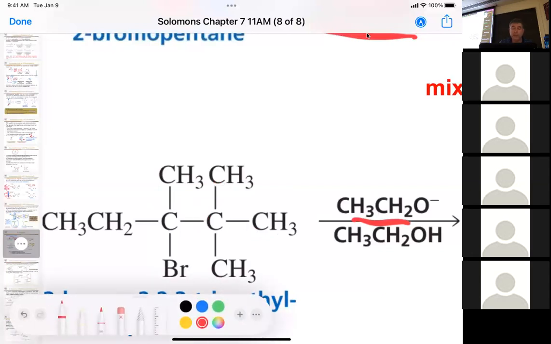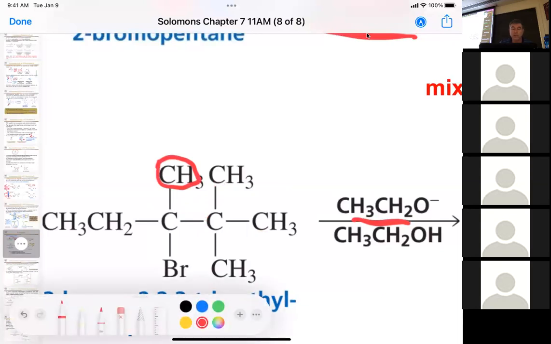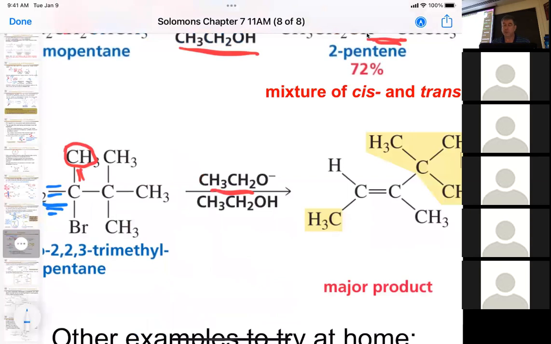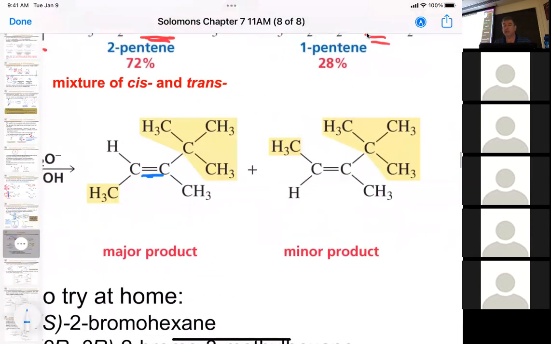Okay, so where can we make a double bond? Well, we can make a double bond here because we have beta hydrogens. So we could do that. Or we can make a double bond here because we have beta hydrogens. Okay, so just by looking at that, which is more favored? Probably the one that's going to give us the internal double bond. So it's going to be the major product. Okay, so our major product is going to be the internal double bond, with our minor product being the other double bond.